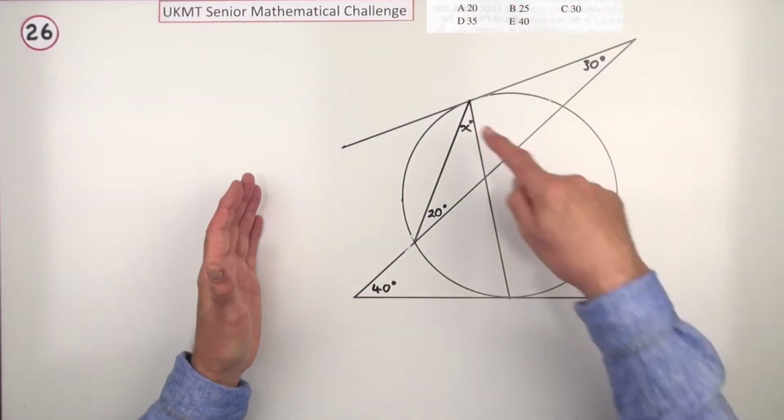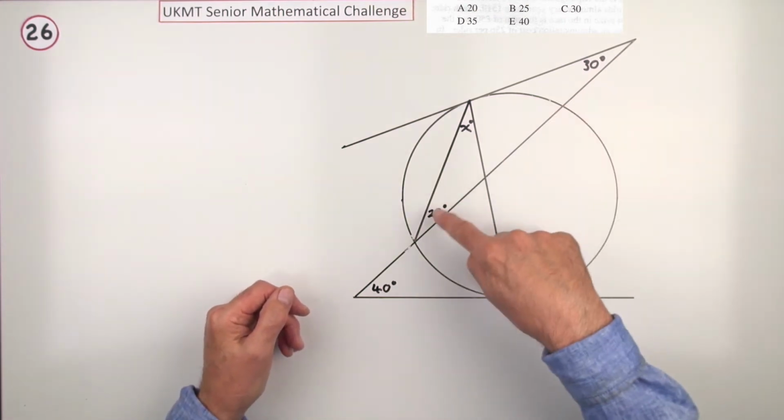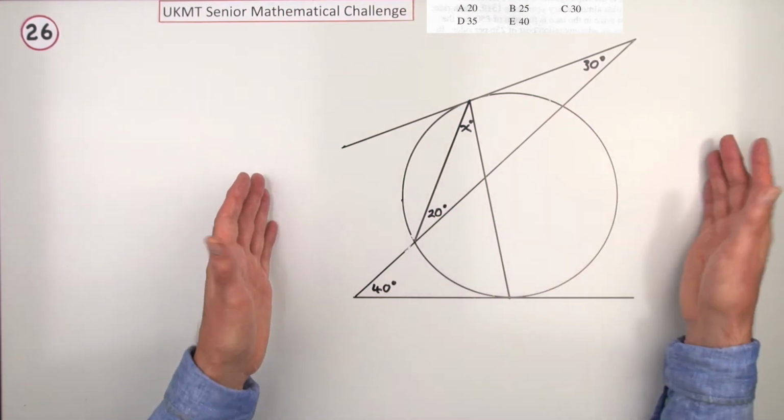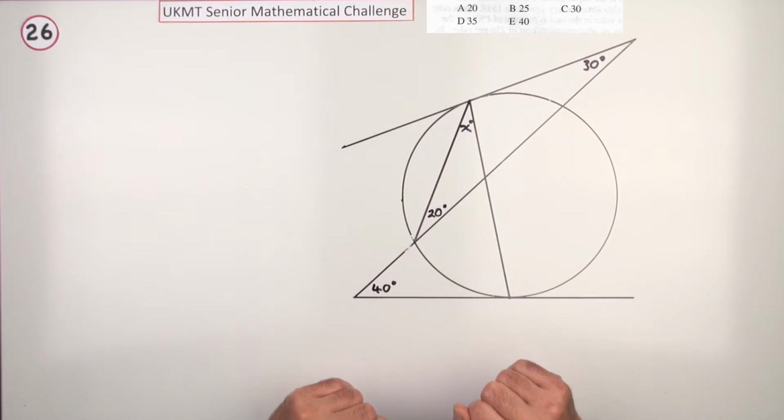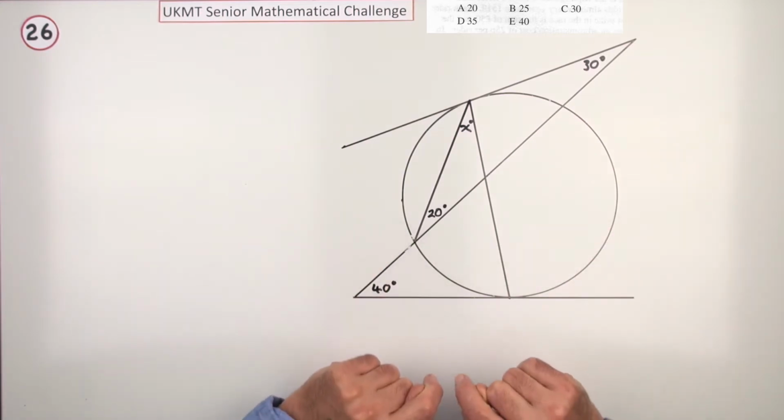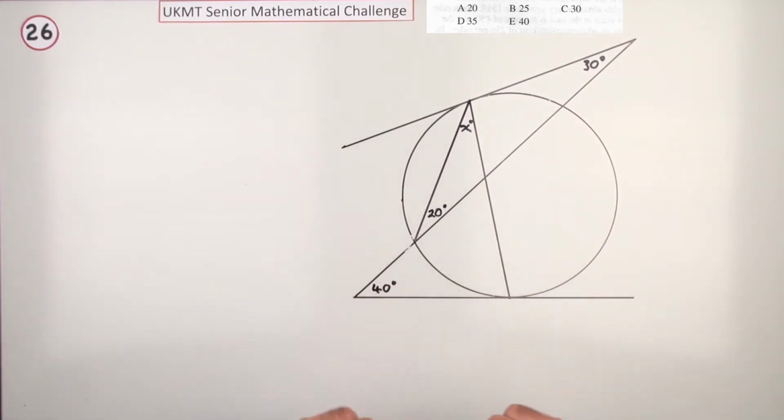So here's the figure then. Haven't bothered with the letters. I've put the angles in, 20, 30, 40, and the question was, what's the size of angle X? And the important thing about this figure was, you've got two tangents.